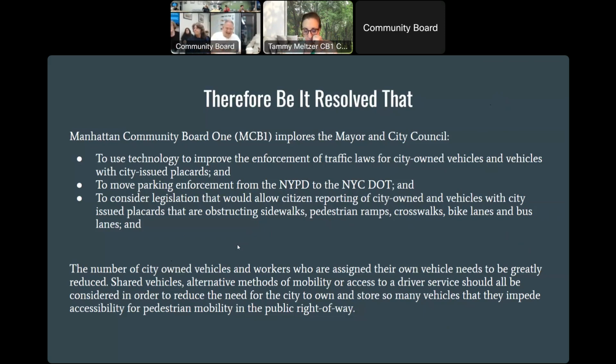To take it one step farther, we were talking about city-owned being changed to government-owned vehicles as well as issued placards. Sure, we're talking about both. Yes, and I'll change those throughout, but those are in the whereases, and it doesn't appear that many times. You were interrupted before, I believe. It's okay.